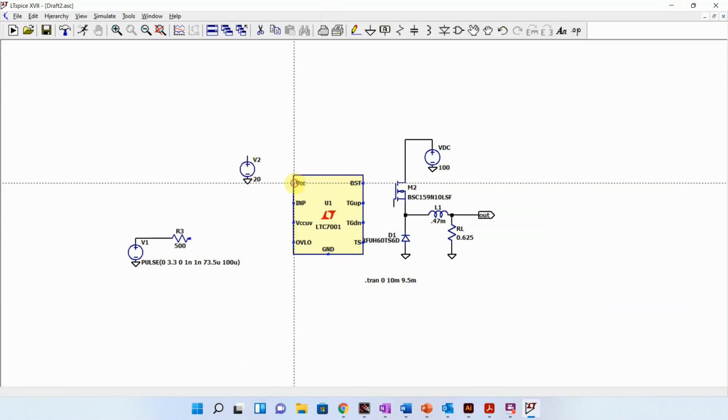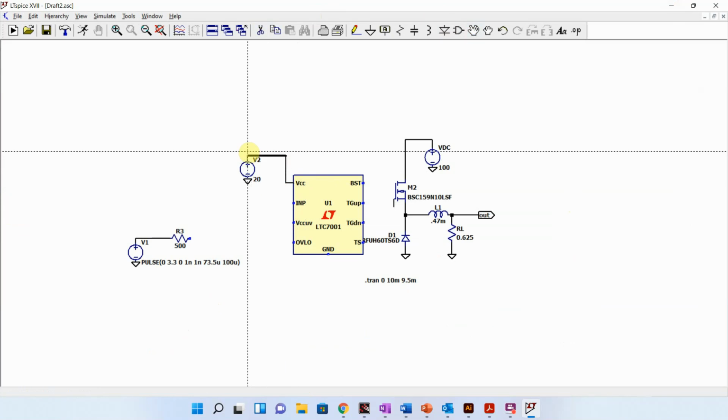Okay, so first of all, VCC, that goes over here to this one. These are the top gate up and down. So this is going to be pulling it up, this is going to be pulling it down. We have to connect both of these to the gate.